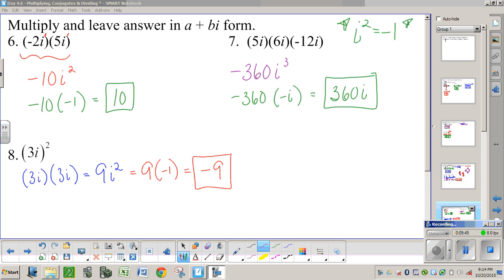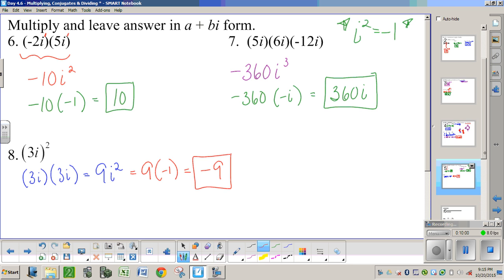Okay, I'm hoping that you all ended up with negative 9 for your answer there. Keep in mind that it's 3i times 3i. So you should have ended up with 9i squared, and then replace that i squared with a negative 1, multiplied one more time to give you a final answer of negative 9.